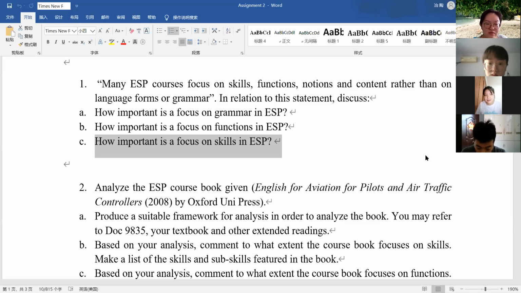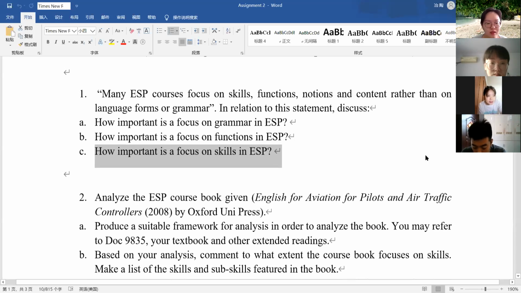Yes, I agree with you. Skills are the center of ESP. It's the main part, as we discussed in the first meeting. It's very clear. Because all ESP learners want to have native-speaker-like competence, they need very basic skills. I think we all agree on that.